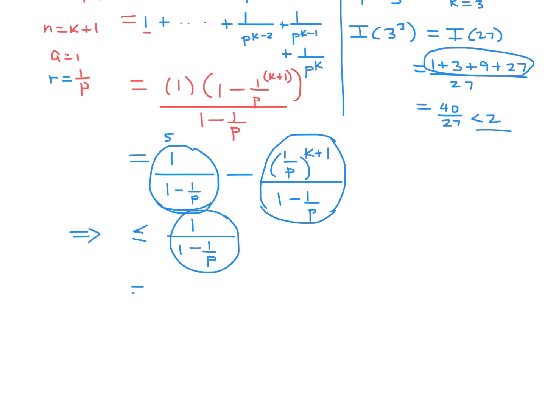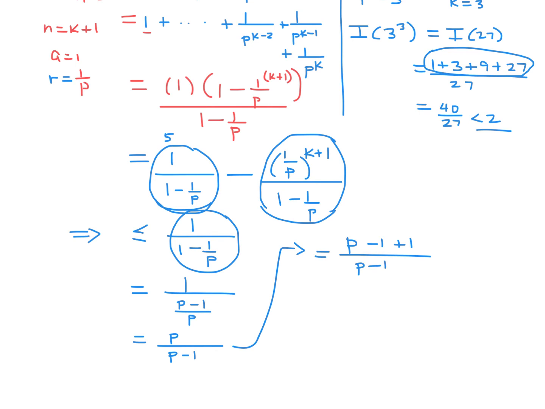Now I just keep going here. This, if you simplify it, would be 1 over 1 minus 1 over p, which is essentially the same as p over p minus 1. And then if I do a little bit of fancy algebra like that, then I can break this up into p minus 1 over p minus 1 plus 1 over p minus 1, which is essentially 1 plus 1 over p minus 1.